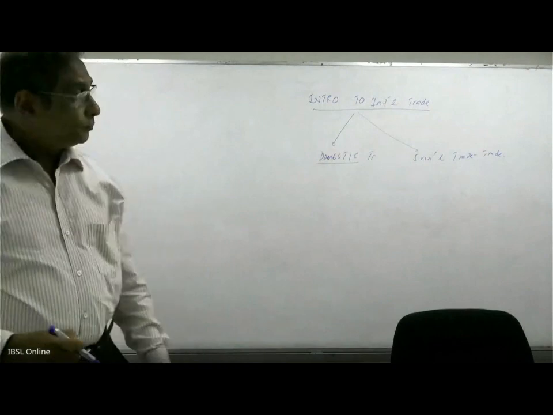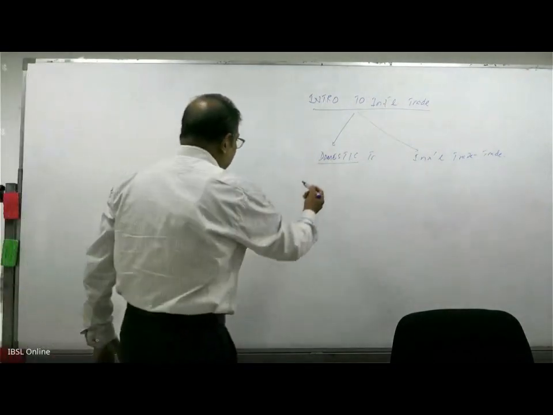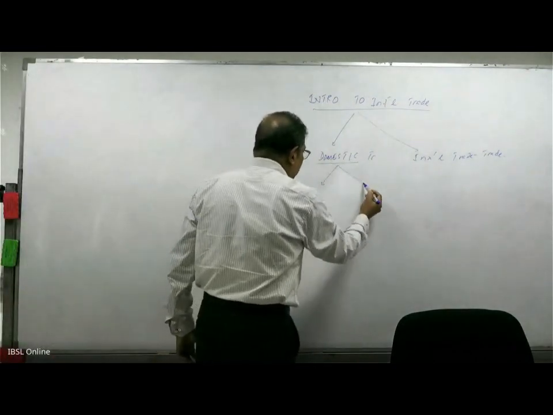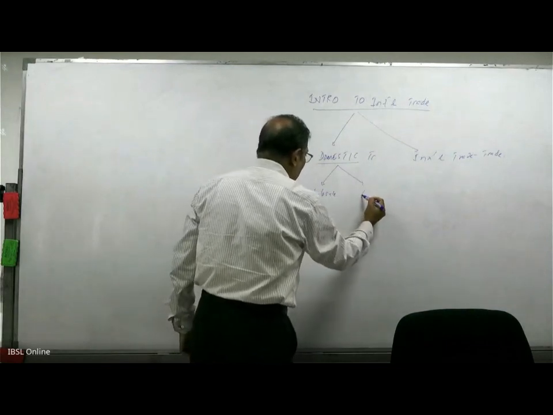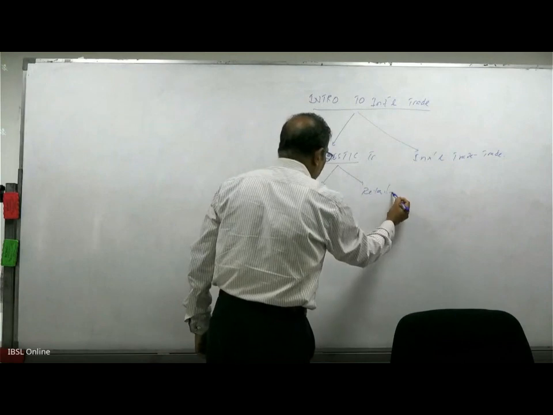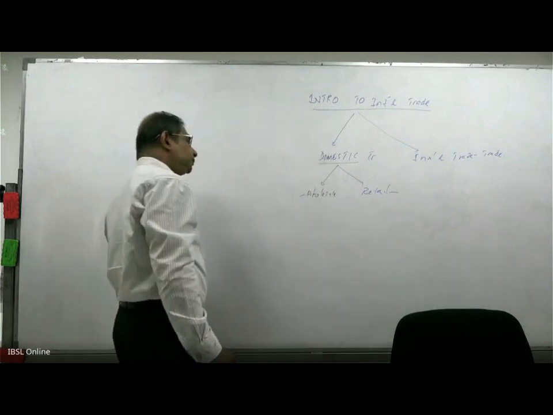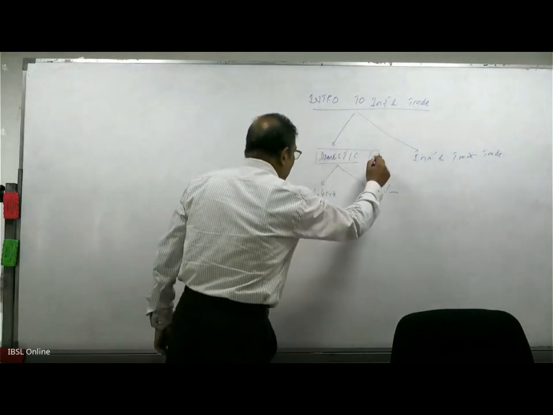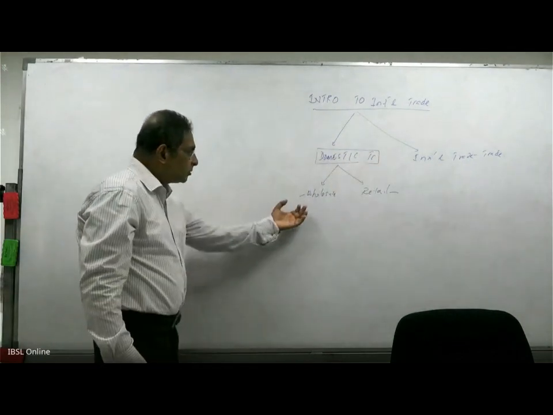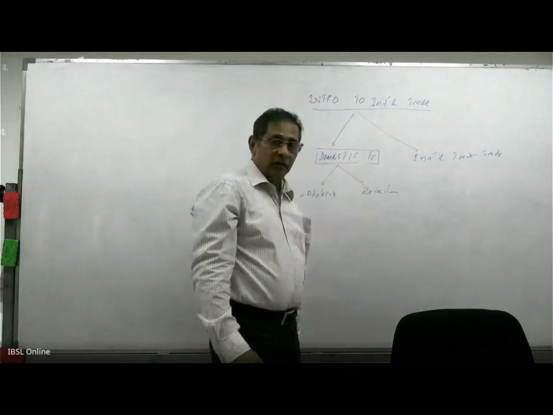Now, domestic trade could be subdivided into 2 segments, that is the wholesale and retail. That you all know. But I'm referring to the back end of the domestic trade, not the mechanism of the domestic trade, but the back end of the domestic trade.